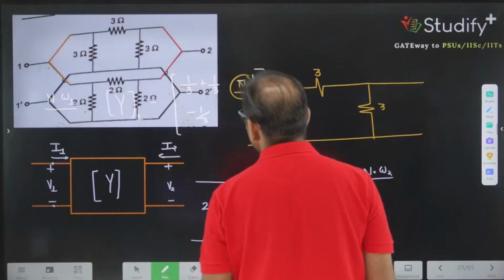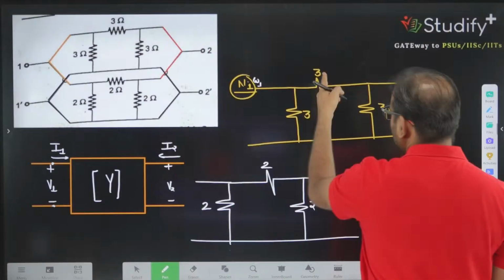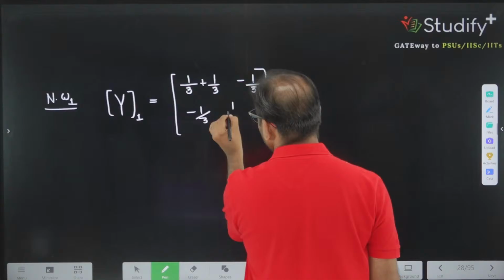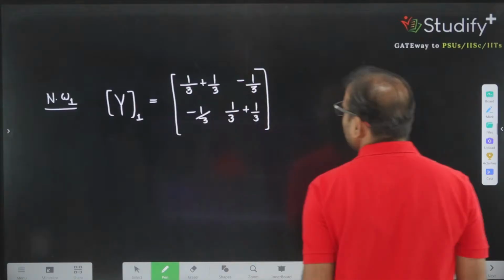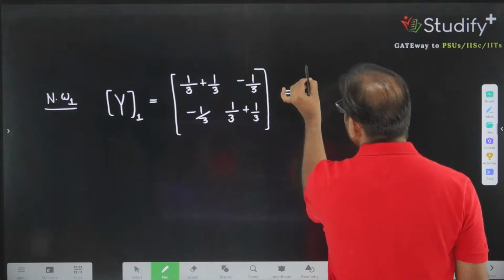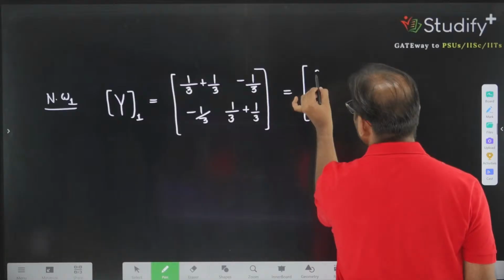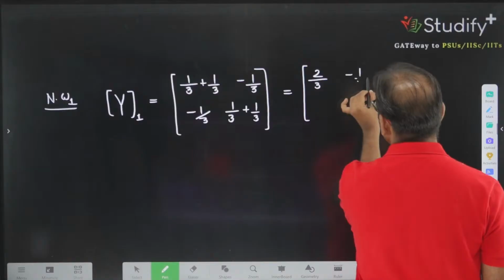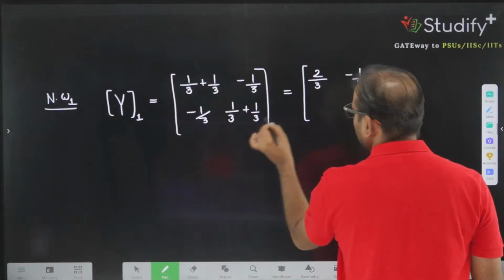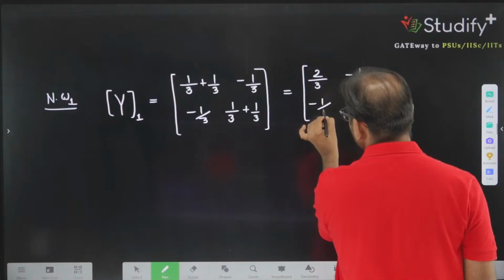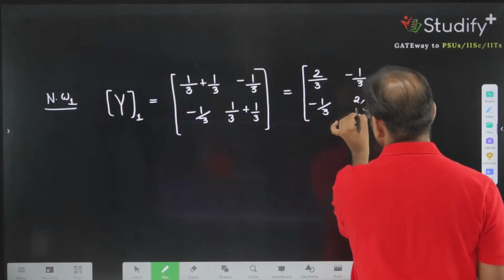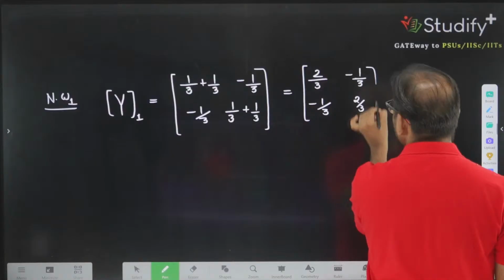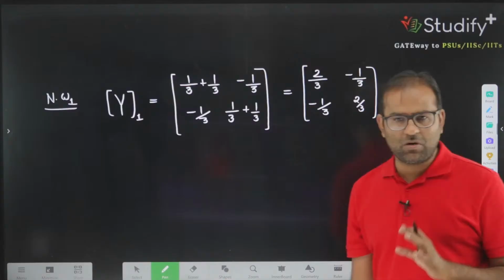And this value is what? 1 by 3 plus 1 by 3. So the given network is both reciprocal and symmetrical. So the y parameter for the first network, we can write 2 by 3, minus 1 by 3, minus 1 by 3, and 2 by 3. You can directly write it. Yesterday we have talked about it.